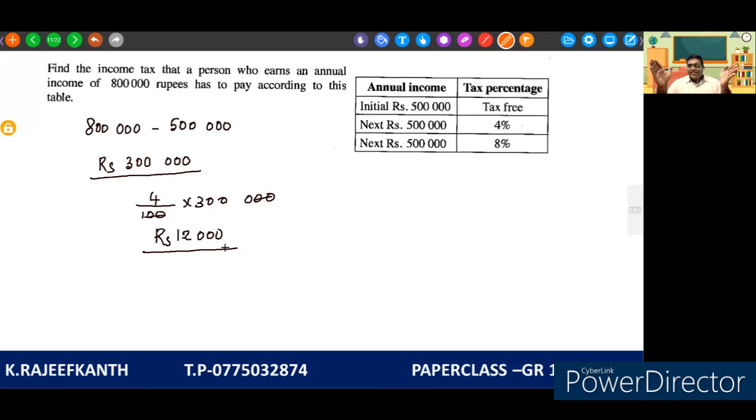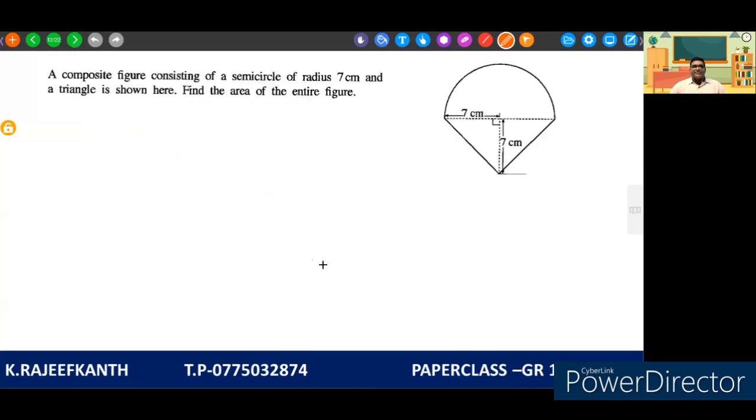So here they have given that for the initial 500,000 we need not pay the tax. So the balance 300,000 is there, and we have to pay the tax for 300,000. For 100 rupees, we have to pay tax of 4 rupees. So for 300,000, we have to pay 12,000. The next one.